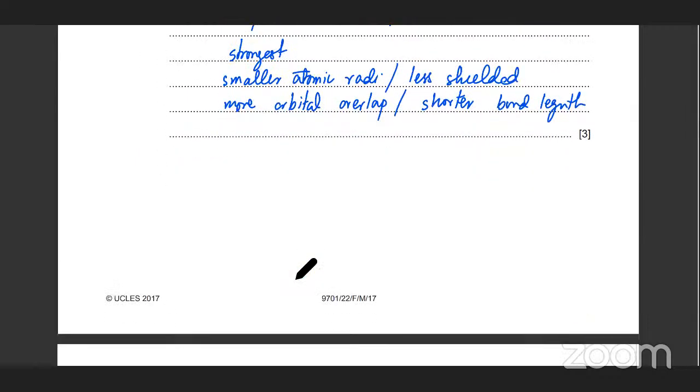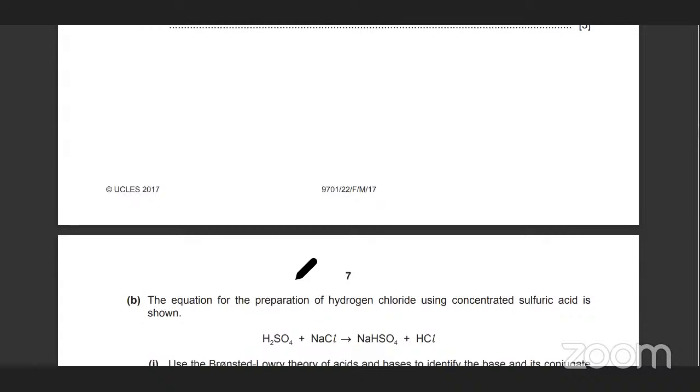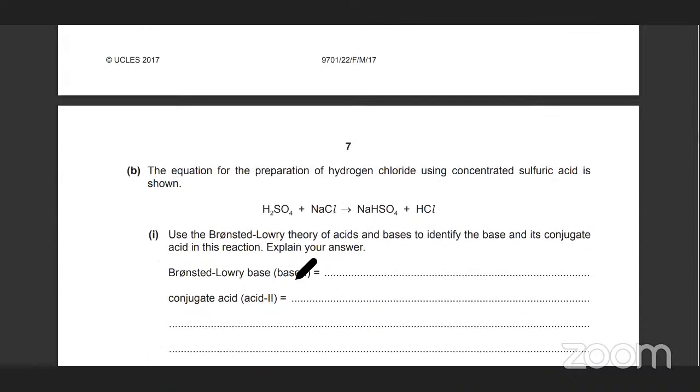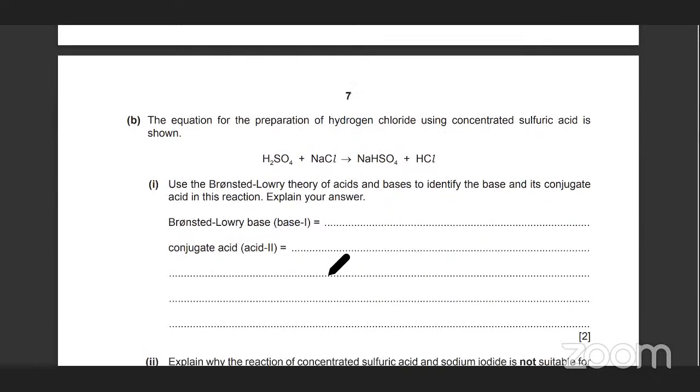Then you have the equation for the preparation of hydrogen chloride using concentrated sulfuric acid shown. And this is a question about Bronsted-Lowry acids and bases. Use the Bronsted-Lowry theory of acids and bases to identify the base and its conjugate acid in the reaction.